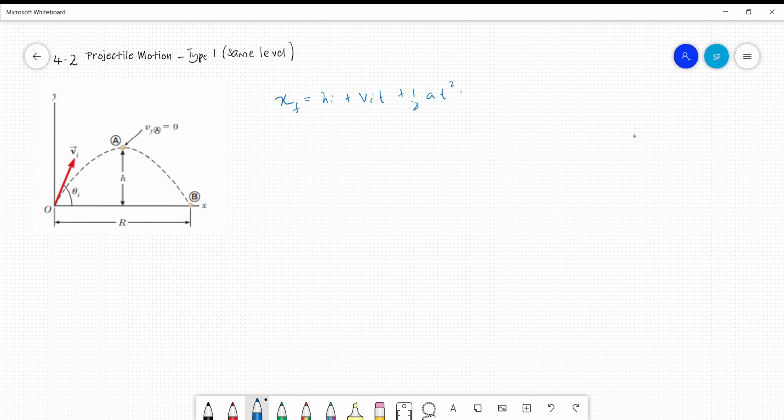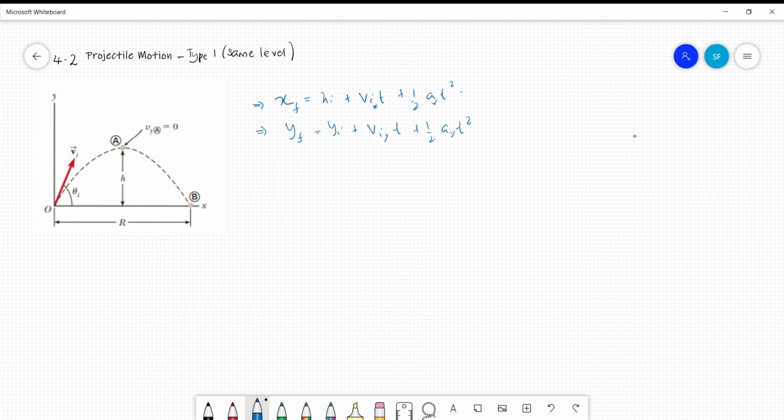Now, here it is not only the x component, we also have a distance along the y component. So we also have yf equals yi plus viy t minus half a t squared. Now, what's the difference?